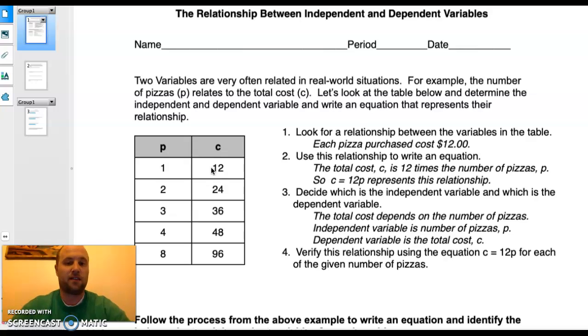The fourth one says verify the relationship using the equation. So you can check this. C equals 12p for each of the given numbers of pizzas. You could plug in a p from your chart, and if it equals 12, you're right. If we put 1 in for p, 12 times 1 is 12. Did it say 12? It did. Let's try 2. 12 times 2 is 24. C needs to be 24. It is. So our equation is true. We've set it up correctly.